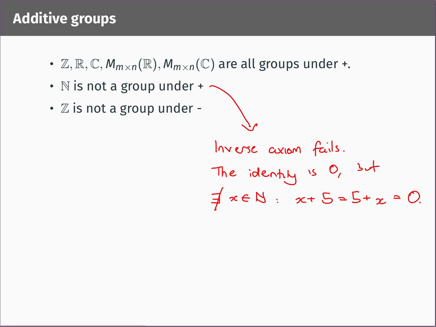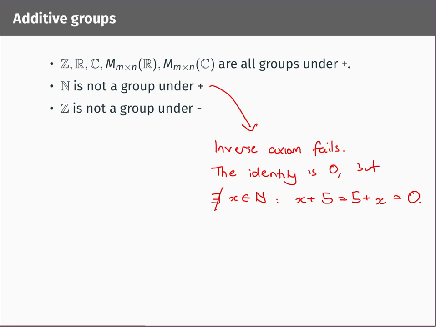Okay, let's move on to another example of something which is not a group, which is that Z is not a group under the binary operation minus. So minus really is a binary operation on Z because when you subtract two integers, you get another integer. You should contrast that with the fact that minus is not a binary operation on the set of natural numbers, because when you subtract two natural numbers, you don't always get another natural number.